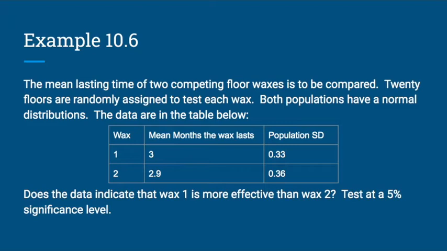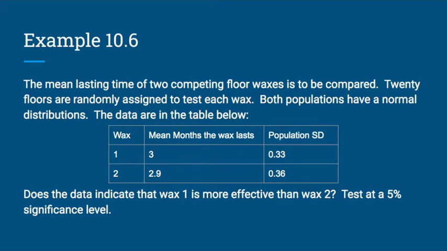So what we actually want to be testing is, does the data indicate that wax 1 is more effective than wax 2? So the table here is data for how long the wax lasts on the floor. Okay, so wax 1 lasted a mean of 3 months. Wax 2 lasted a mean of 2.9 months. So is wax 1 actually more effective than wax 2 at the 5% significance level?